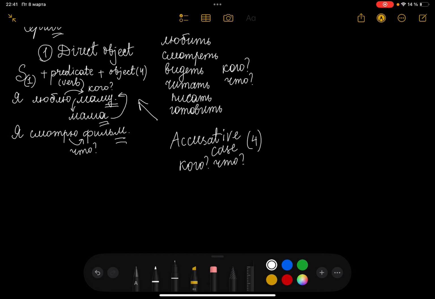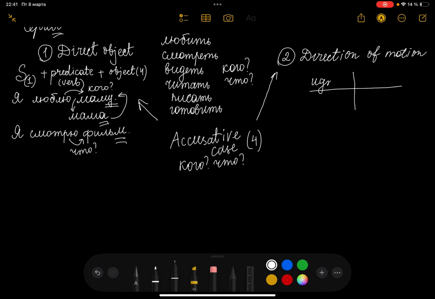So next is direction of motion. Direction of motion. Here you will meet 4 new verbs. Идти, ходить, ехать и ездить. So all of these verbs means to go.